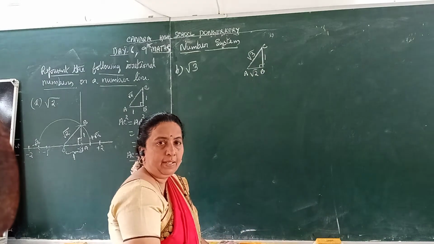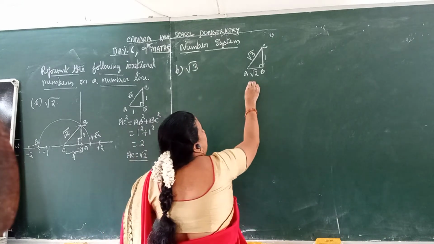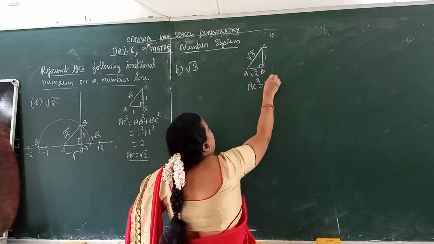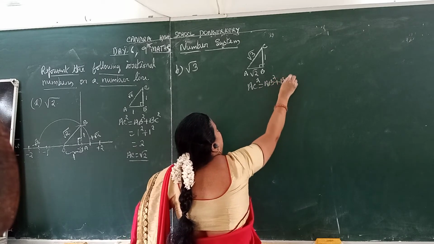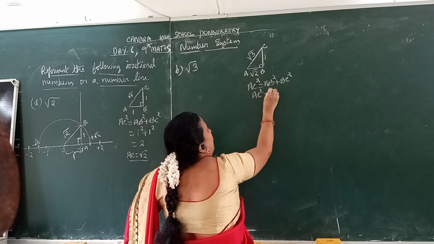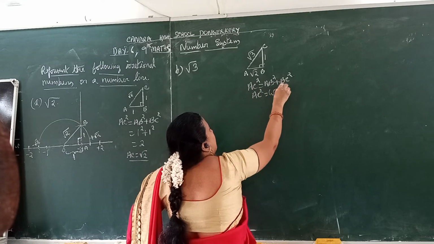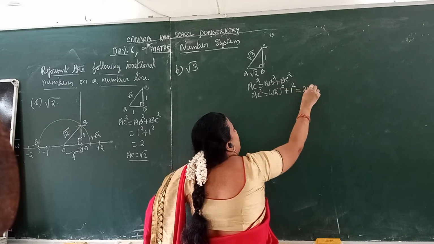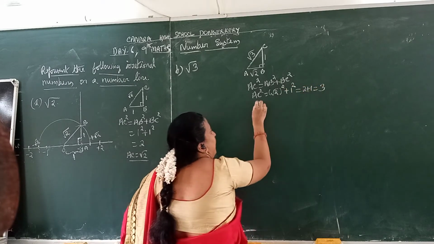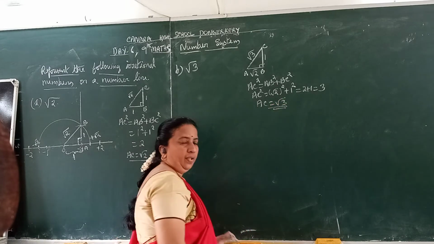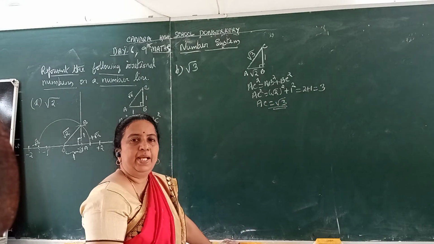I'll show you why. We know AC square is equal to AB square plus BC square. AC square is equal to root 2 square plus 1 square, that is equal to 2 plus 1, 3. AC is how much? Root 3. Understood now why I have taken the base as root 2?